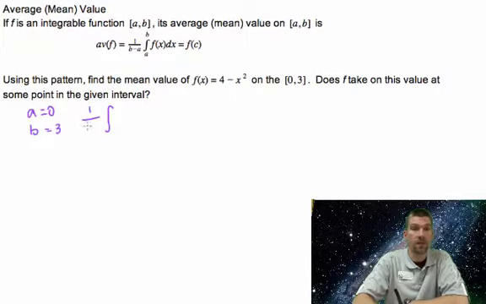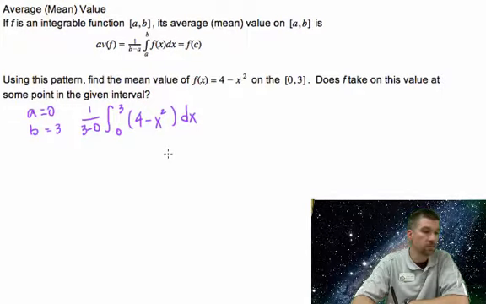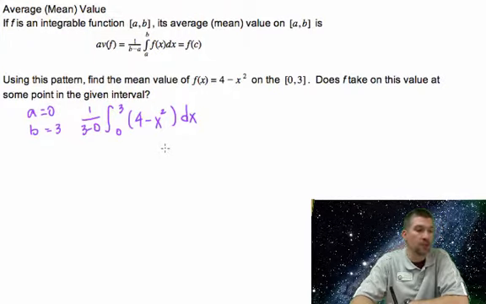We're talking about 1 over 3 minus 0 times the integral from 0 to 3 of 4 minus x squared dx. And so in order to work this out, there's a couple different ways that you can do it.